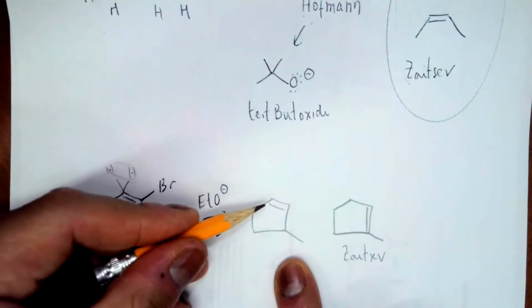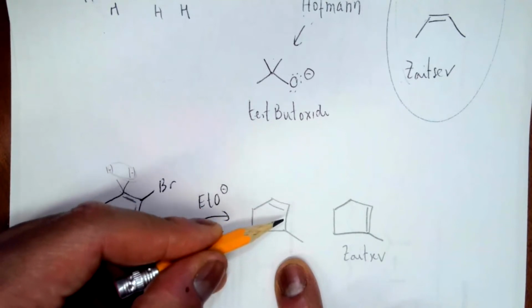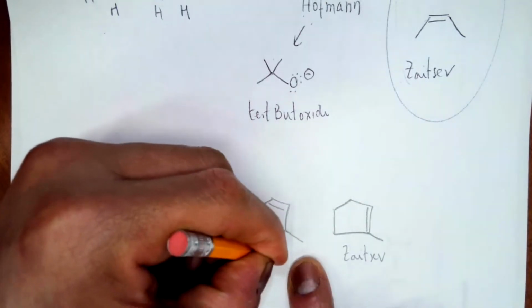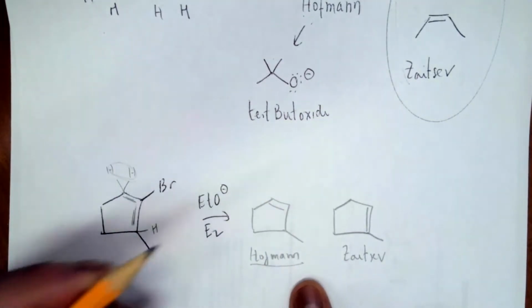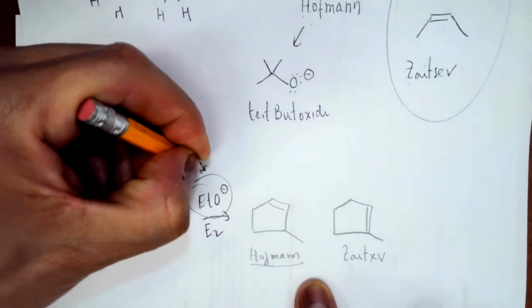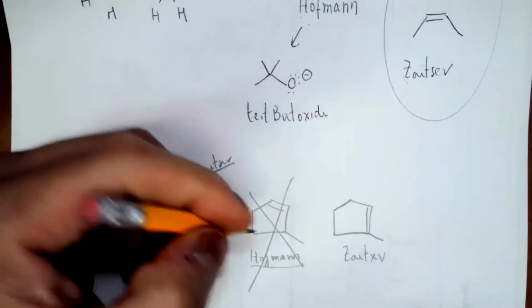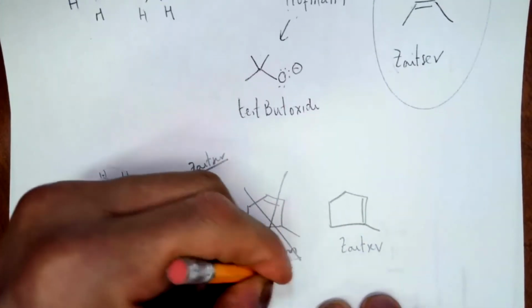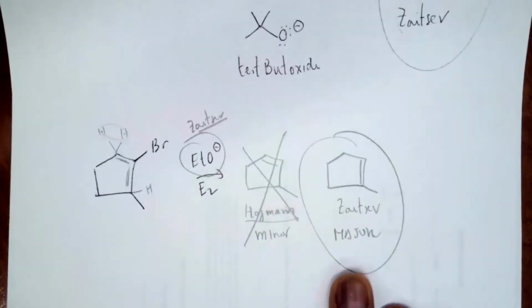And what about this one? This one is disubstituted. The alkene, I'm talking about the alkene is disubstituted. So this one is my Hofmann alkene. Hofmann product, right? Ethoxide is a Zaitsev base, meaning that this one is going to be a minor product. Here is my major product. Okay, good.